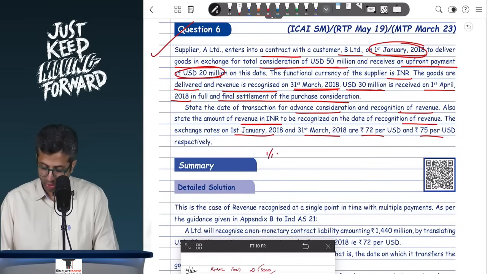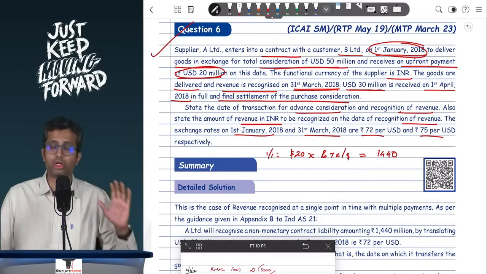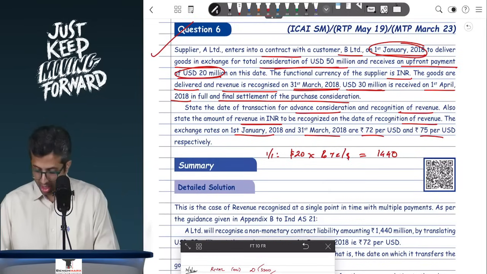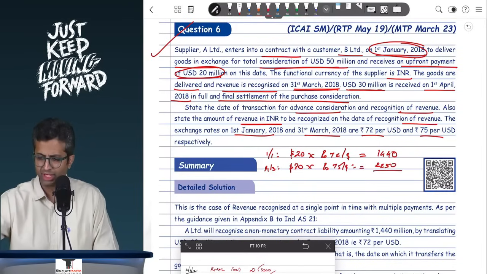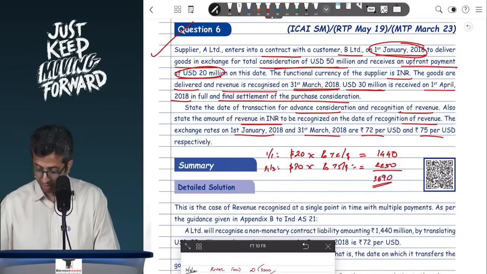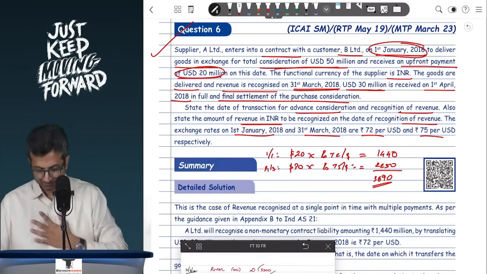So basically on 1st January when you receive the money, you have received 20 million when the rate was rupees 72 per dollar, and hence this will be 1440. This is bank account debit to unearned revenue, and you will not remeasure it. Further on 31st March when the goods are delivered, for the remaining 30 you will recognize, but this is when the rate is 75, and hence 30 into 75 will be I think 2250, and hence if I take the total revenue, 2250 plus 1440, this will be 3690. I cannot remeasure the 1440, which was based on the rate on 1st January.